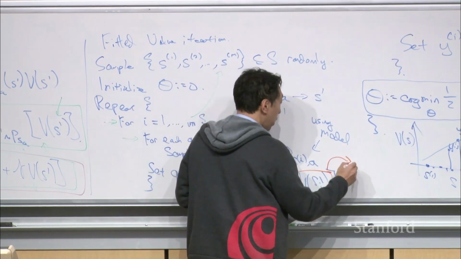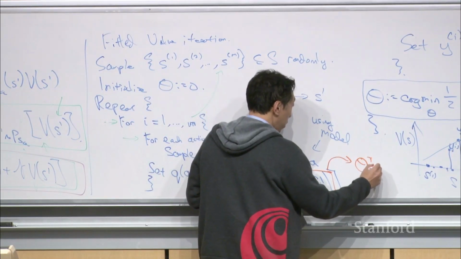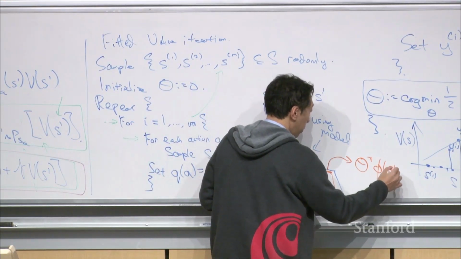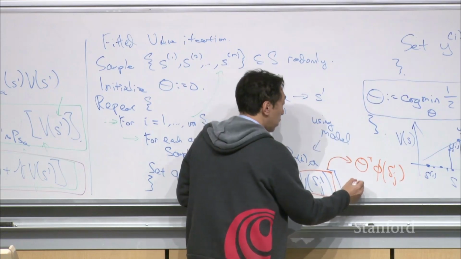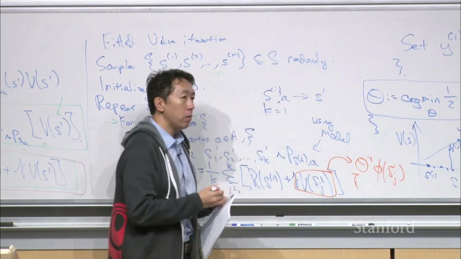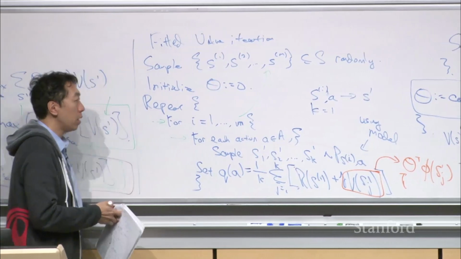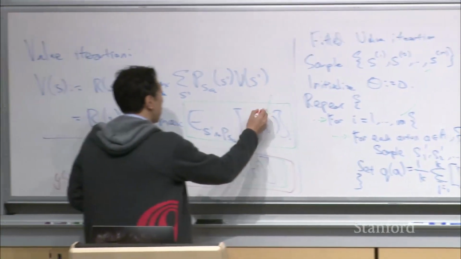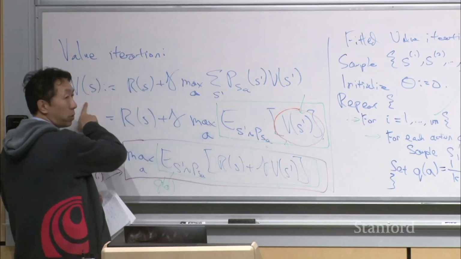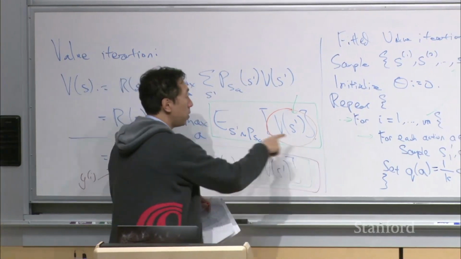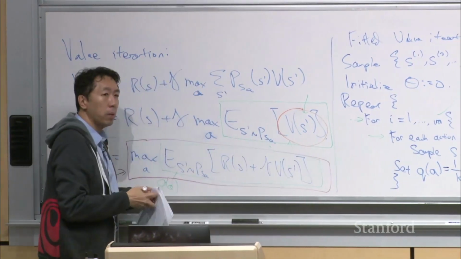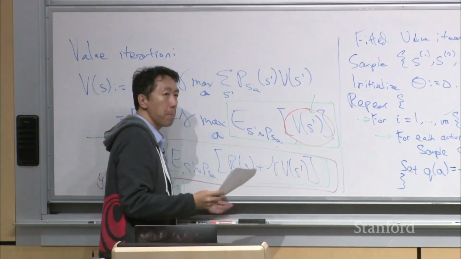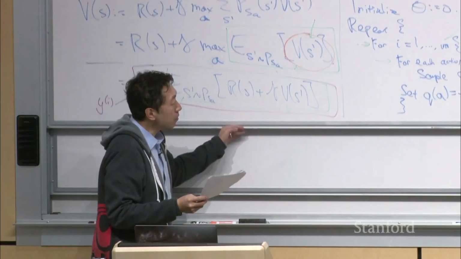Yes. So you would get this from theta transpose phi of S prime J, using the parameters of theta from the last iteration of fitted value iteration. Just as in value iteration, these are the values from the last iteration that you use to update the new iteration. So you use the last value of theta to update the new one. Yeah, thank you. Cool.